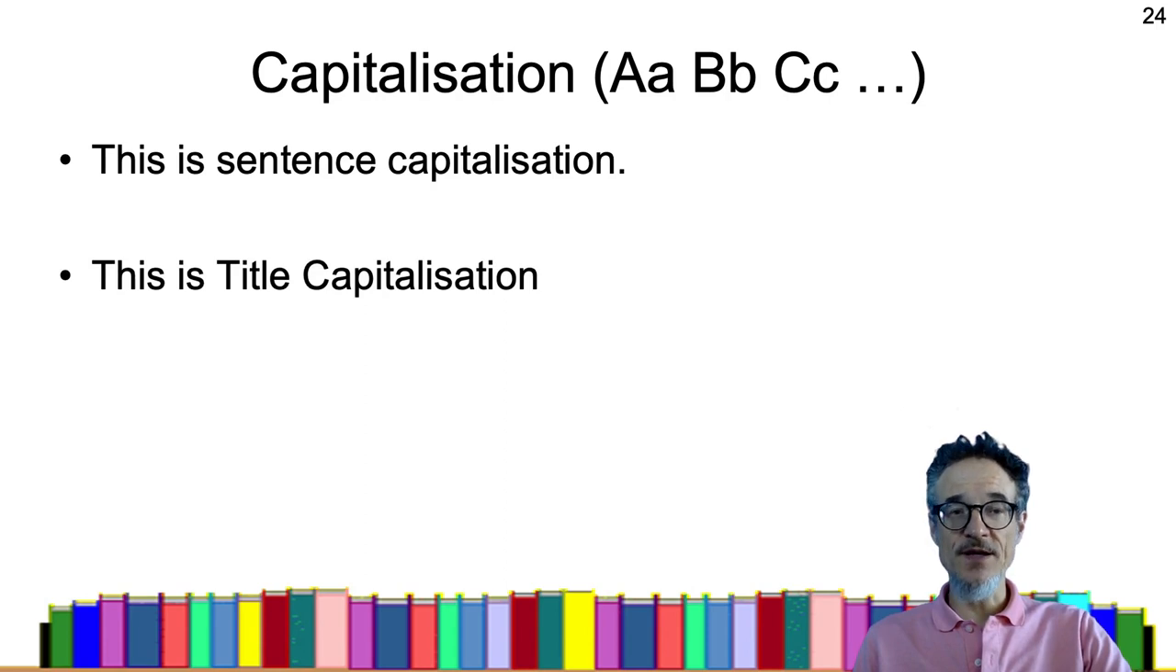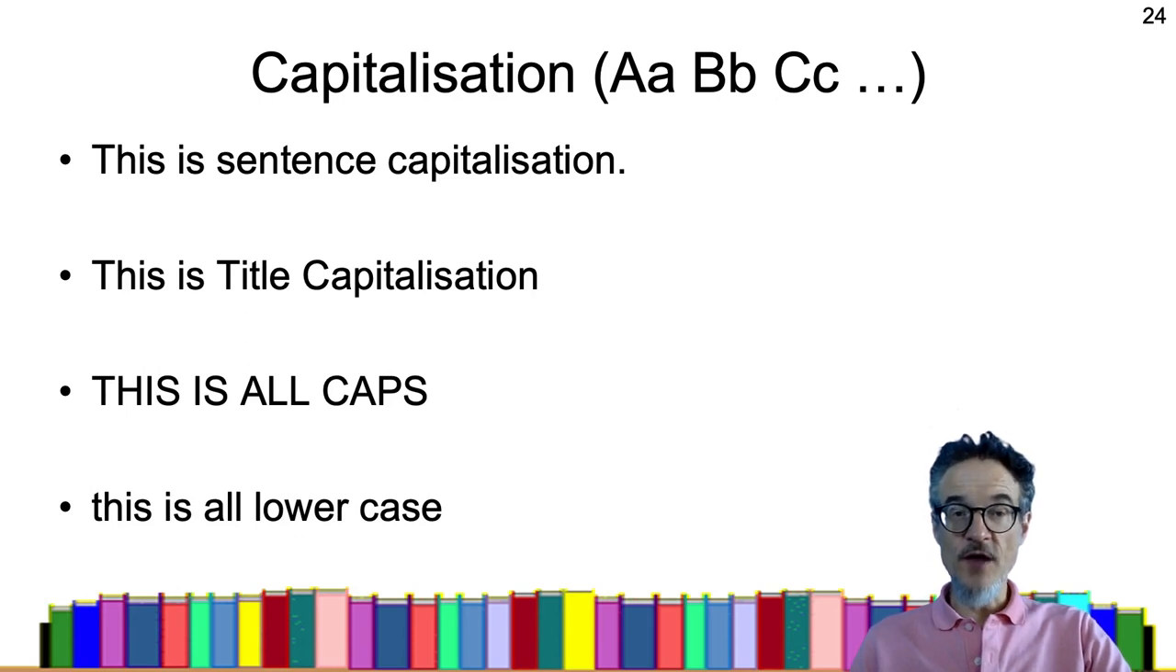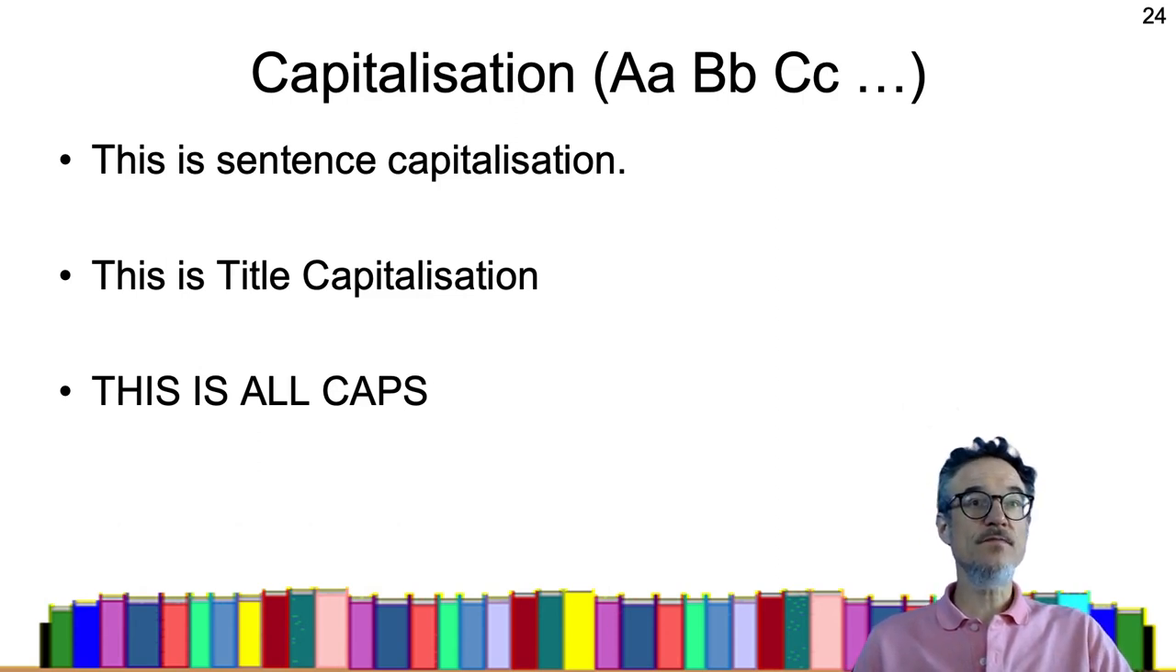This is called title capitalization. So the big words are capitalized. Some of the small words are not capitalized. This is all caps. So everything is capitalized. And this is all lowercase. Usually, when we're writing English, we do not use all lowercase. Some of the letters are capitalized. And avoid using the last one. So don't use that one. But you can use all the others in different situations.